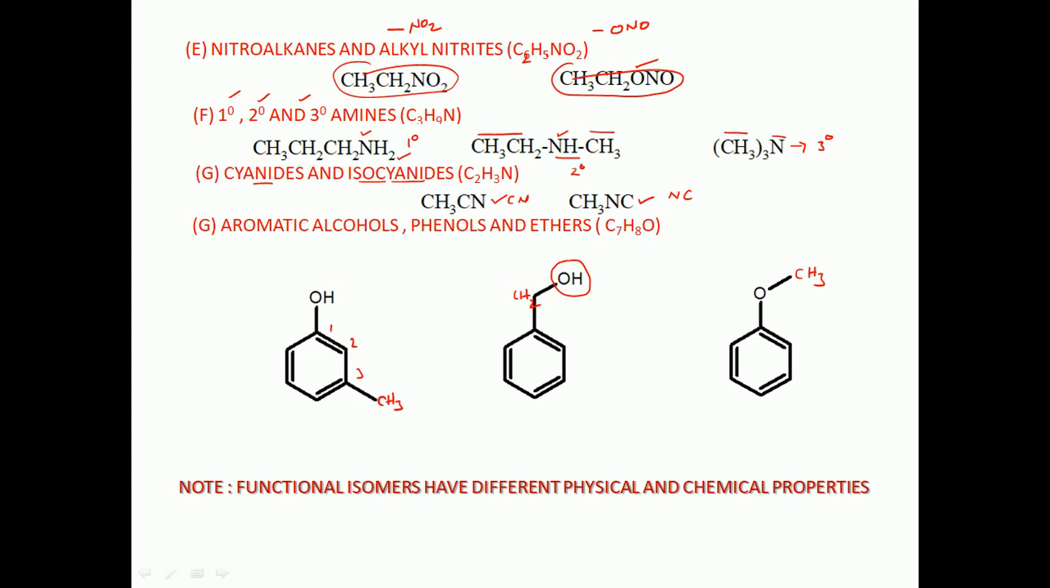Aromatic alcohols, phenols and ethers. These three can act as functional group isomers. Now, functional group isomers have different physical and different chemical properties. Why do they have different physical properties? Because they have different functional groups. All the isomers do not have the same functional group. So because of the change in the functional group, their physical properties are changing and their chemical properties are also changing.